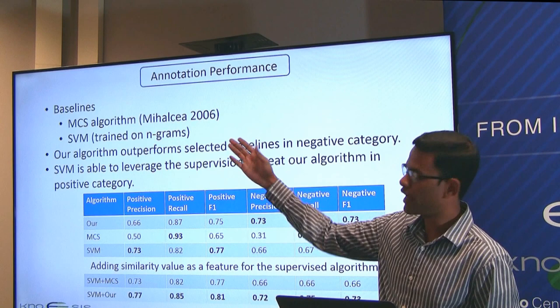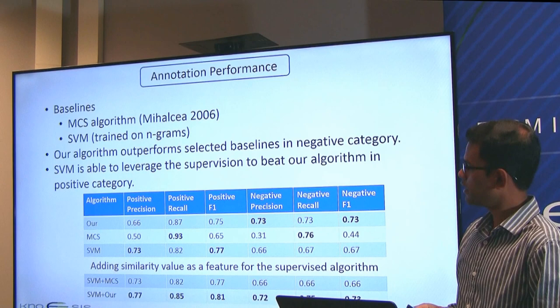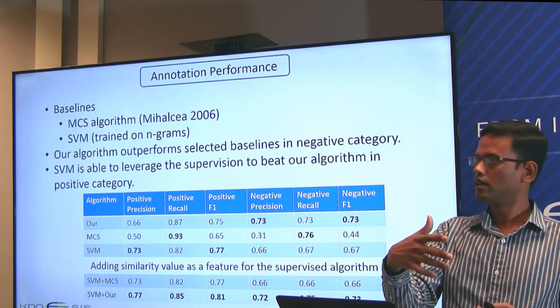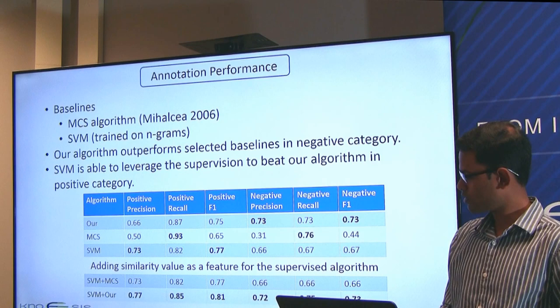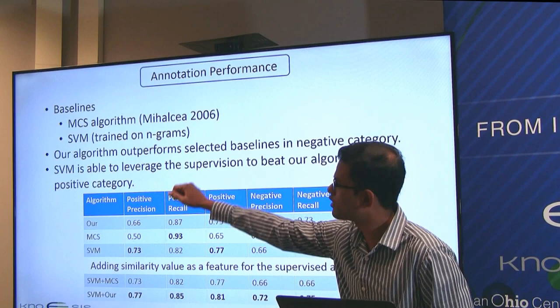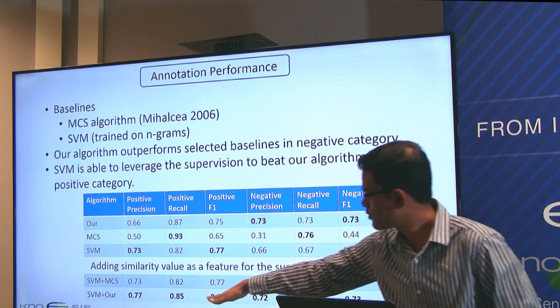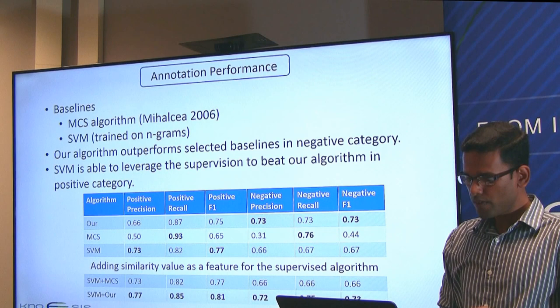So is there any combination of these two that does better? What we did was we incorporated the feature that we calculate with the SVM and ran the same experiment, and it gives a better result. The two rows at the bottom show you those results. The SVM integrated with the baseline unsupervised similarity measure is this row, and then the SVM integrated with the similarity value that we calculate here is the last row.